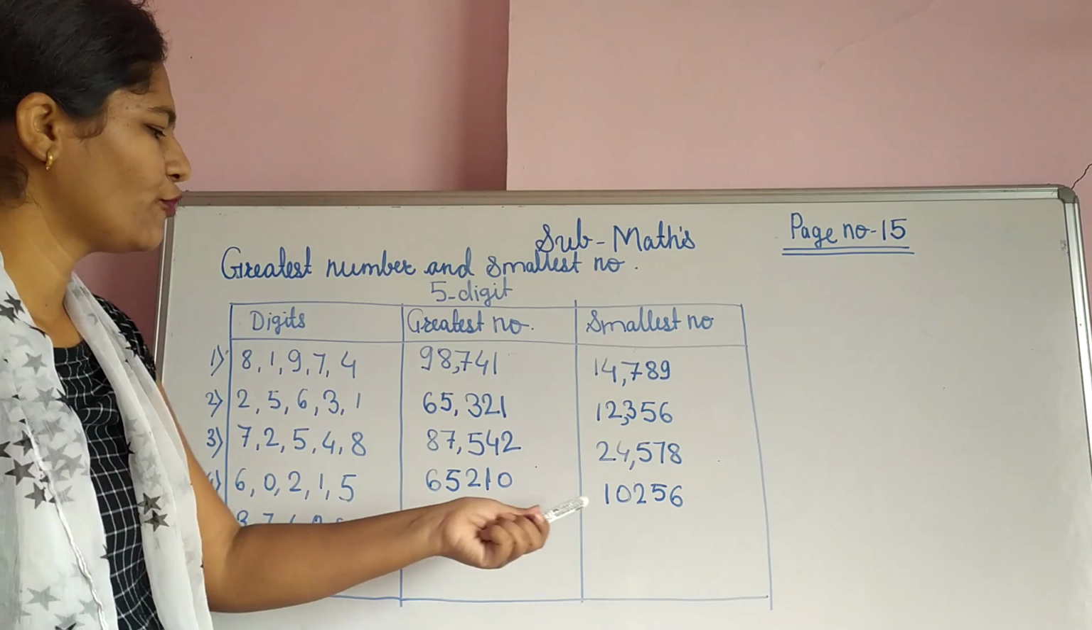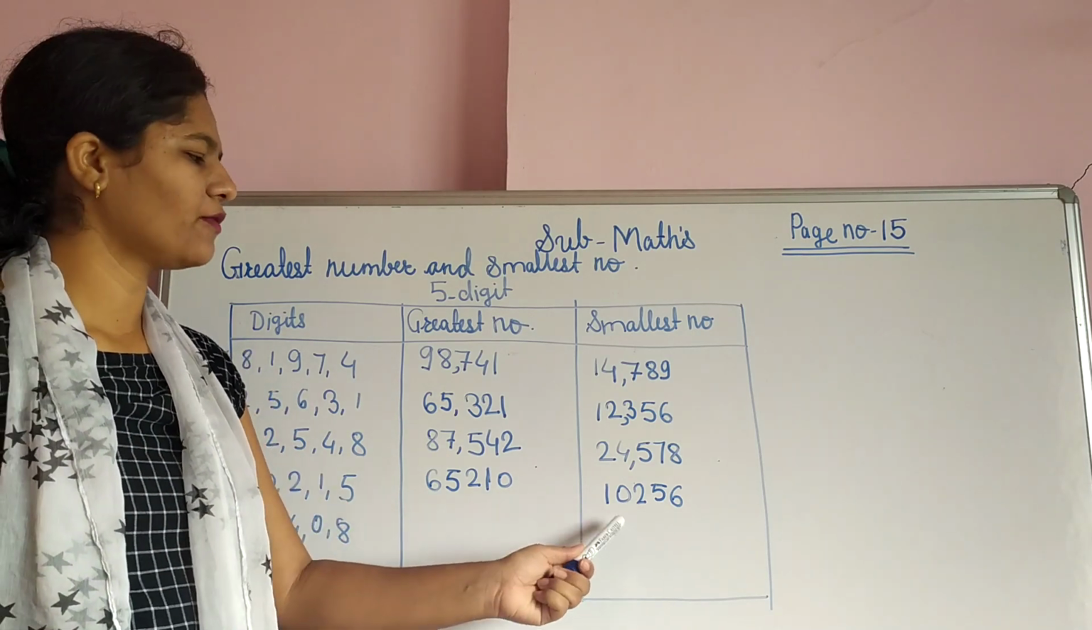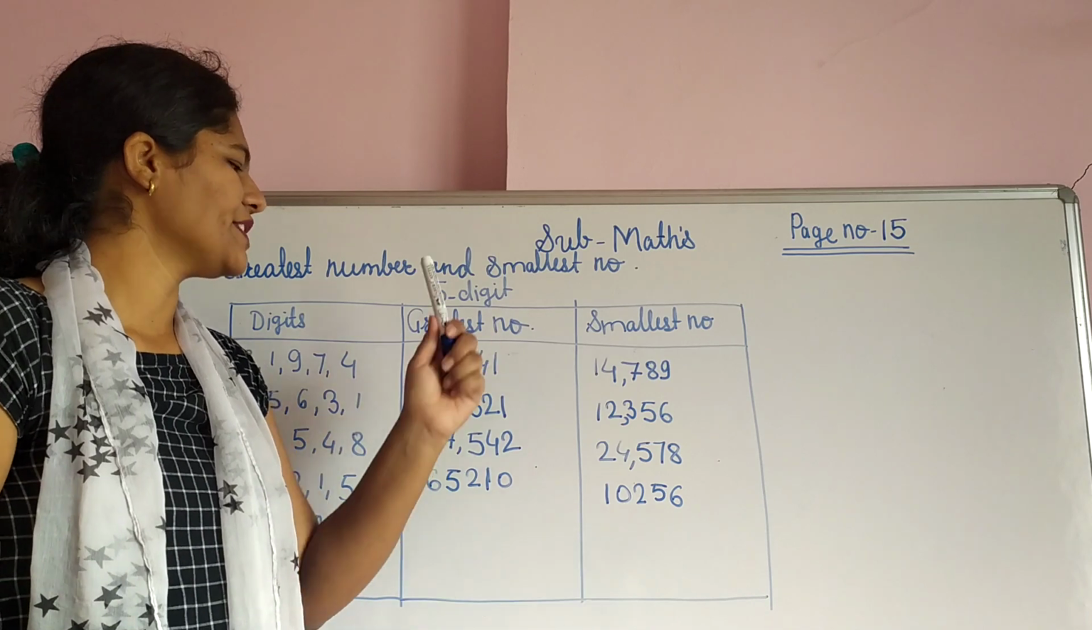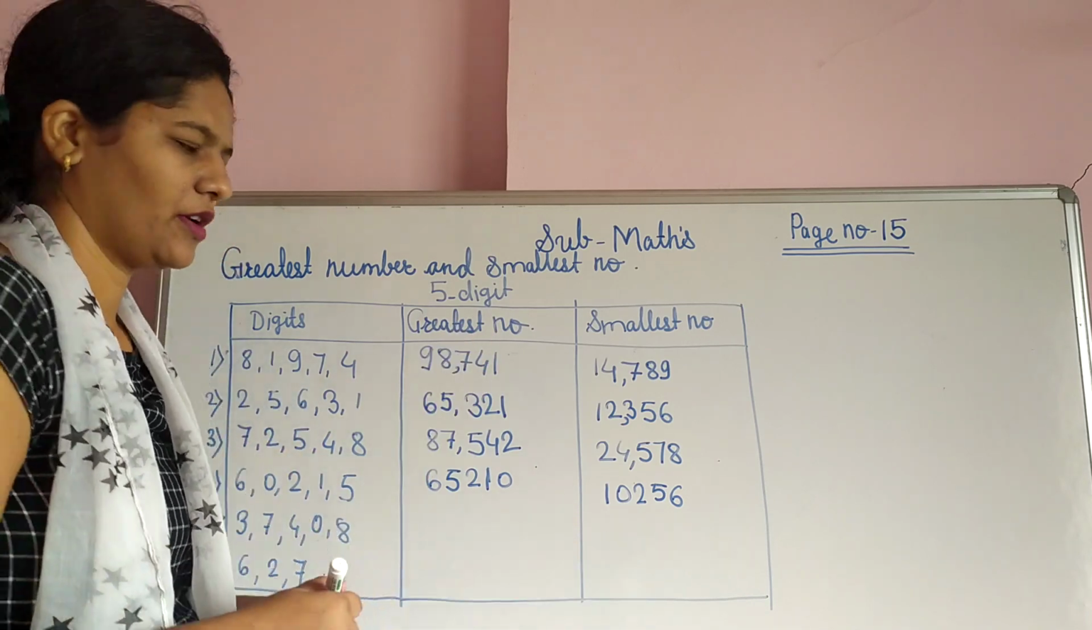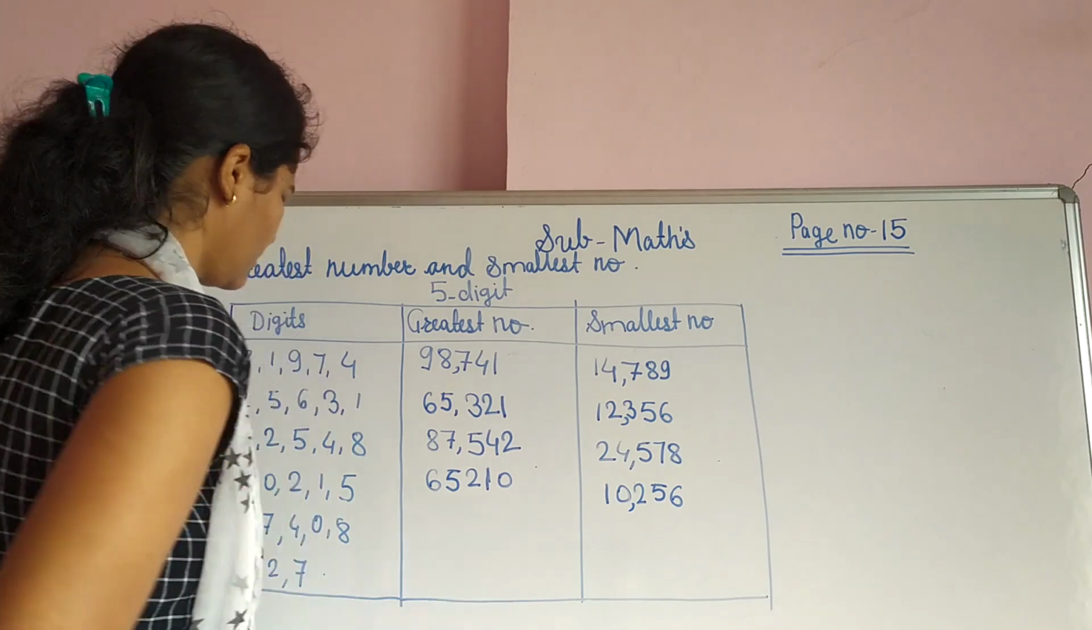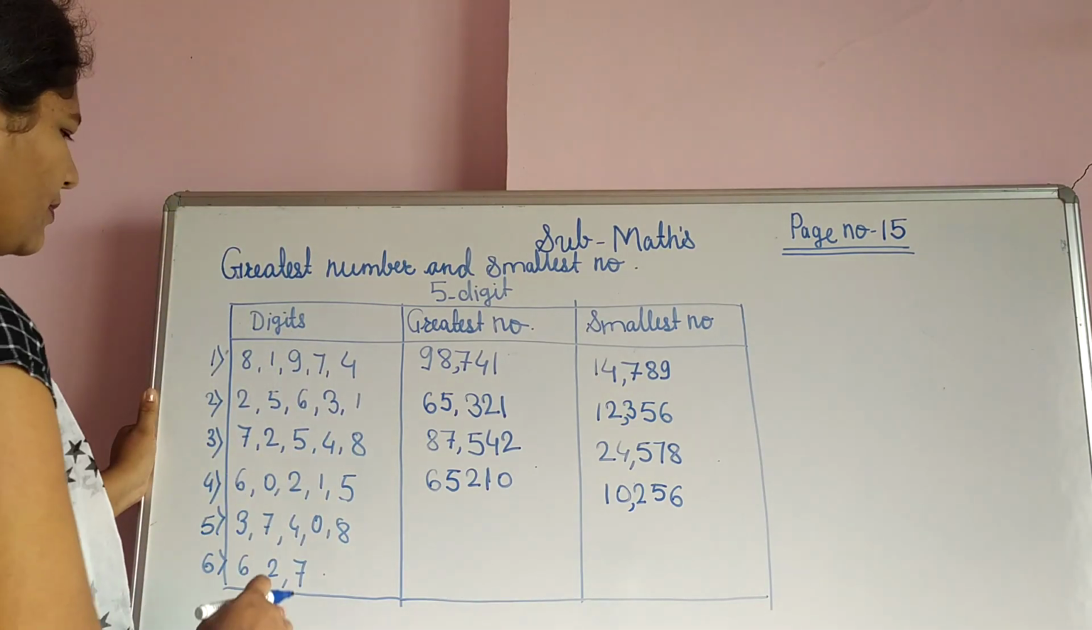If they ask you about 4 digit number, then you can do that. But here what is they ask? They want 5 digit number. And is it 5 digit number? Now next one. Next example also like that.